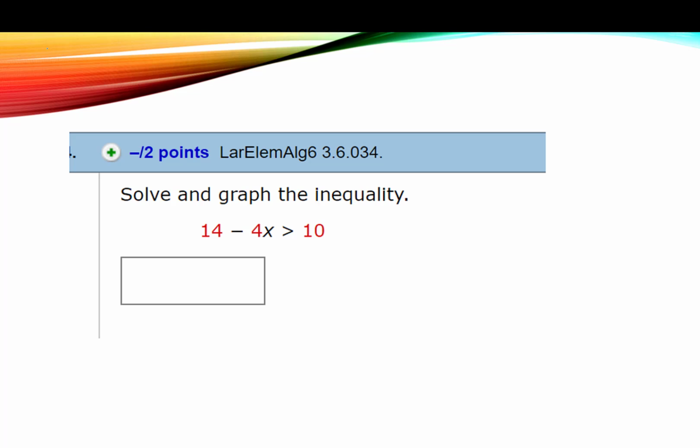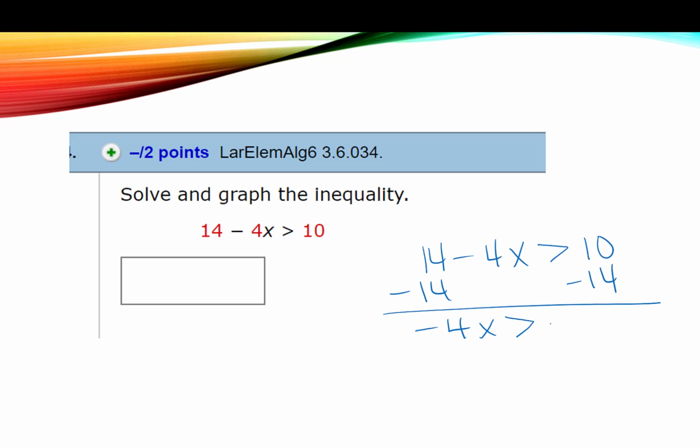Solve and graph the inequality of 14 minus 4x greater than 10. First, subtract 14 from both sides. -4x greater than -4. Divide by -4. Remember we talked about this in class. Anytime you divide or multiply by a negative number, because it was a -4x and now it's a positive x, the inequality sign changes to the opposite. -4 divided by -4 is +1. So you would type in x is less than 1.